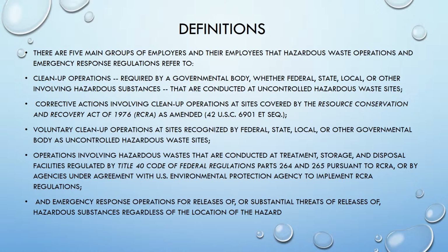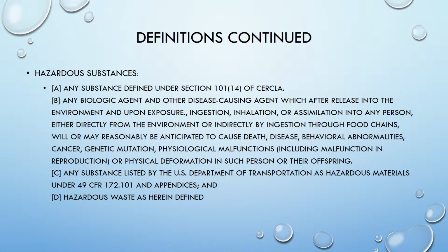So today we'll be talking about hazardous waste and hazardous substances, so I figured we should also define those. Hazardous substances are any substances defined under section 101.14 of CERCLA, which we will again mention later in today's presentation. They also include any biological agent and any other disease-causing agent which, after being released into the environment, will cause a number of things such as death, disease, abnormalities, cancer, mutations, and psychological malfunctions, and there are some more listed right there in section B. Also, a hazardous substance is defined as any substance listed by the Department of Transportation, and a hazardous substance also includes hazardous waste, which will be defined on the next slide.